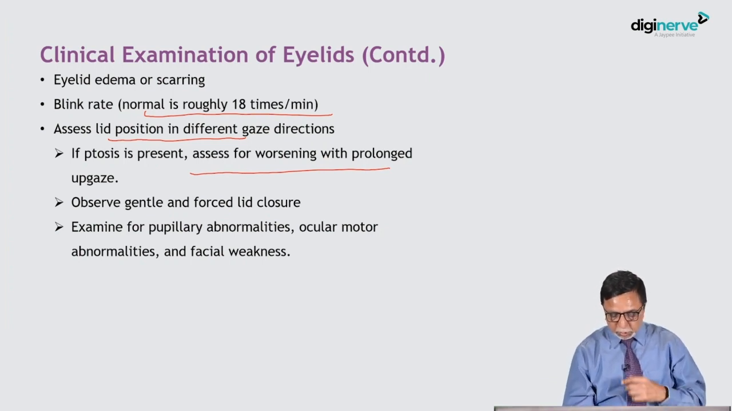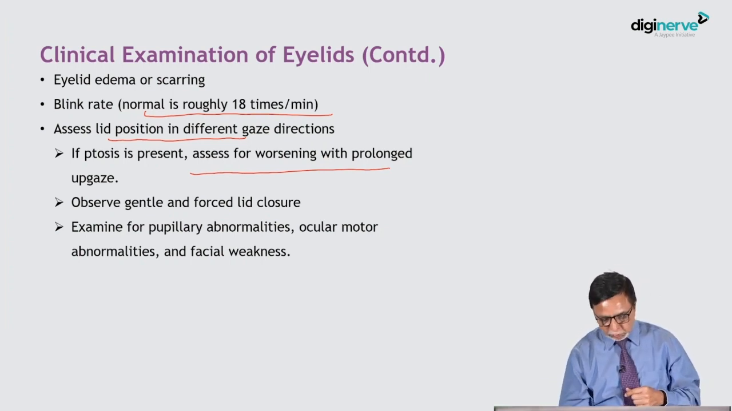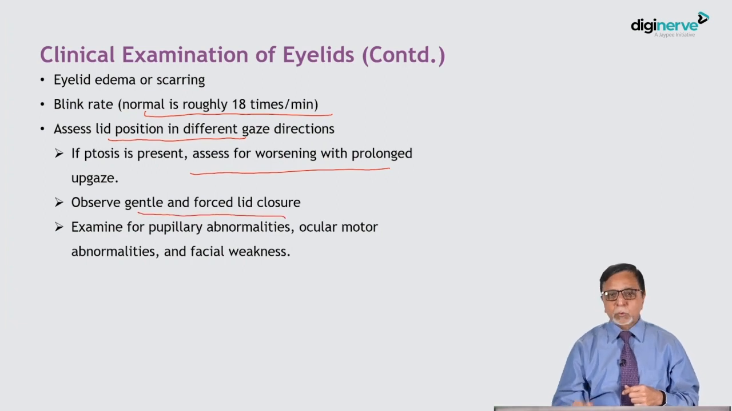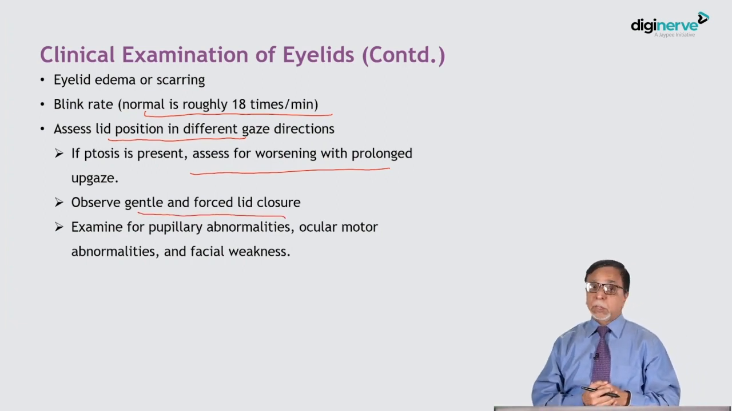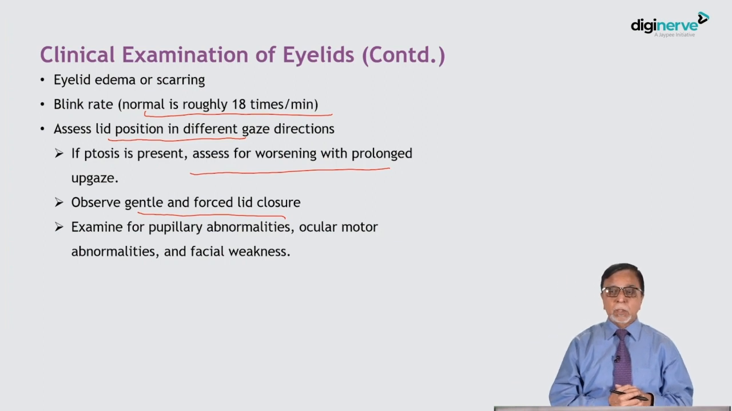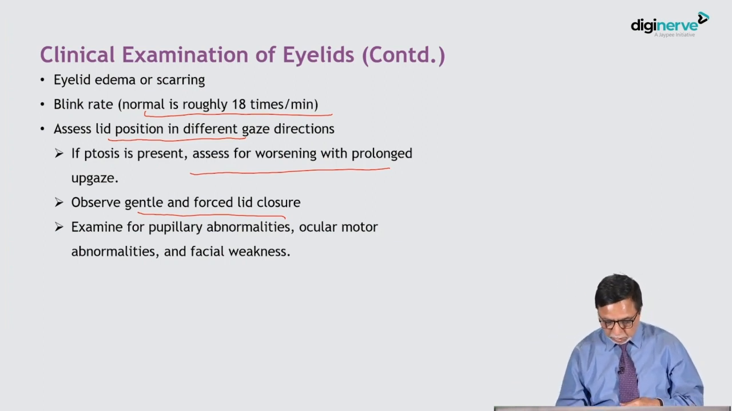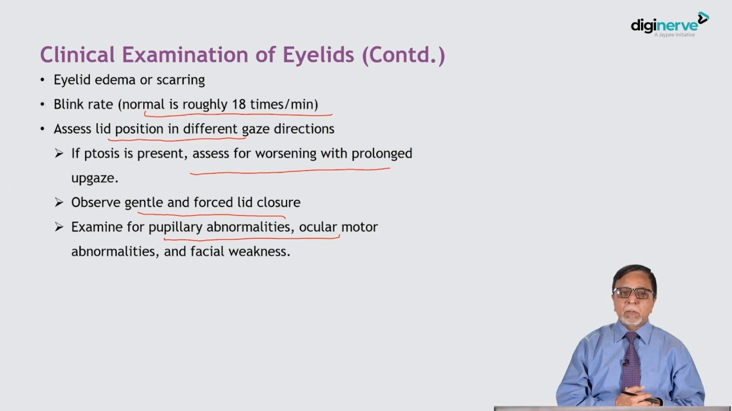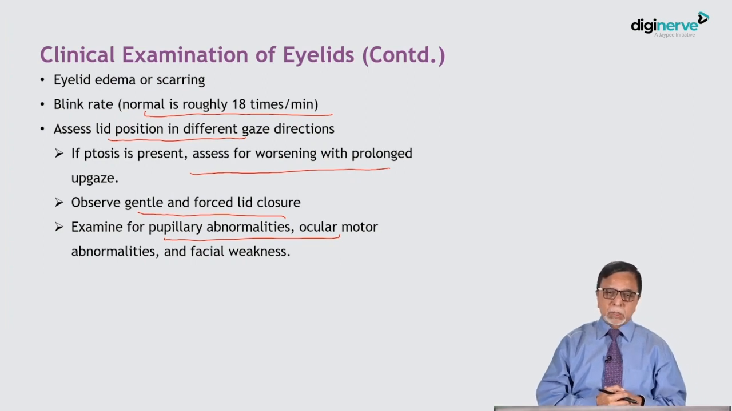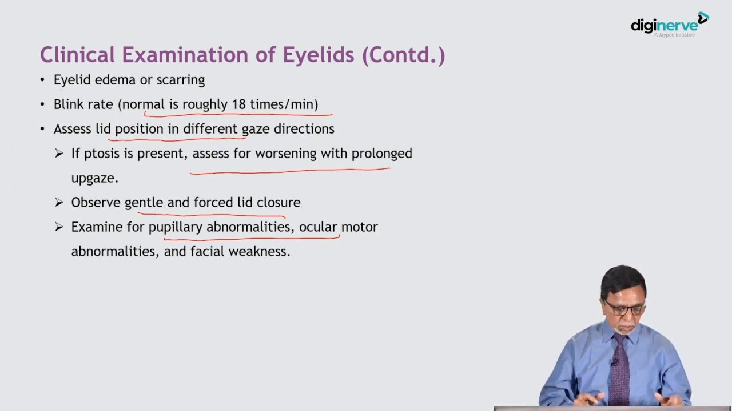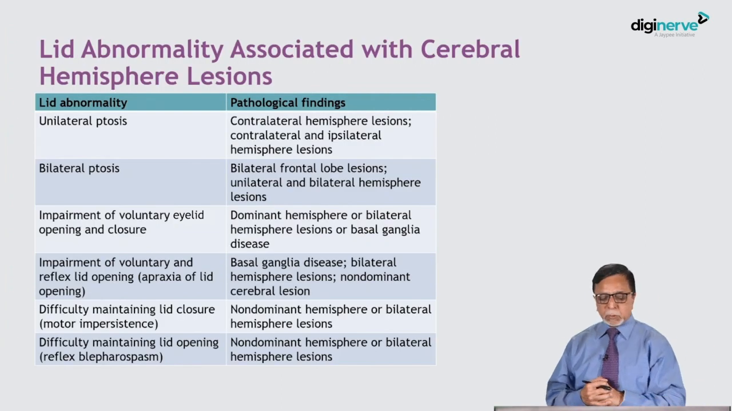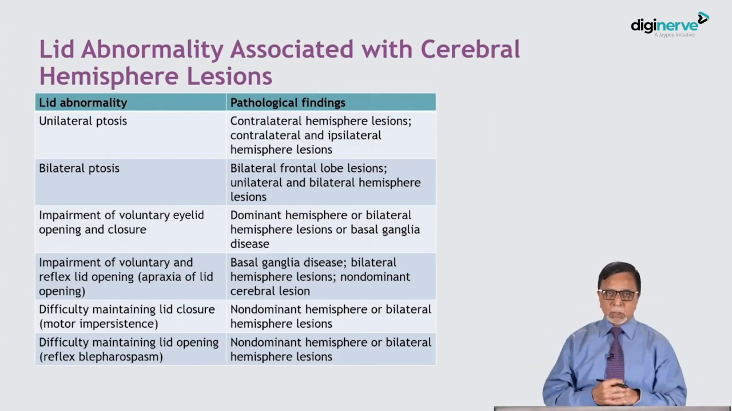And observe gentle and forced lid closure, which will indicate how the orbicularis oculi is behaving, which may indicate a seventh nerve component, either muscle or nerve. Now, pupil abnormality, as I said, whether it is small or large, reacting or not reacting, can be very helpful. Now, lid abnormality associated with cerebral hemispheric lesions.